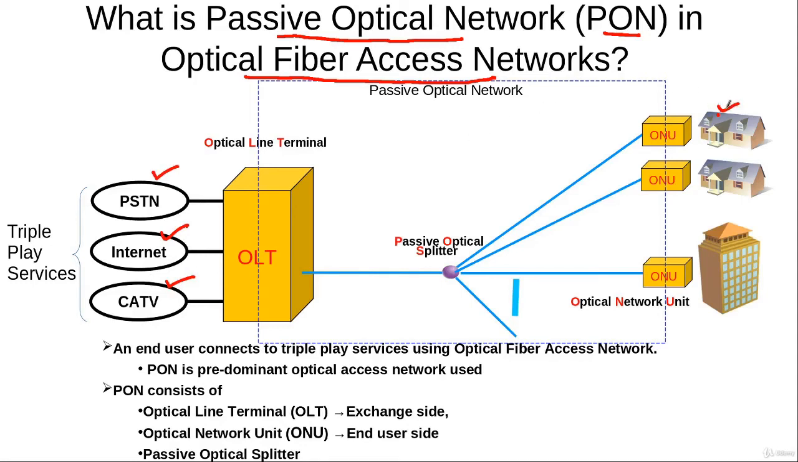So if a user wants to access these services or this user wants to connect to these services, this user needs a network to which this user would connect. And this network through which this user connects to these services is called the access network.